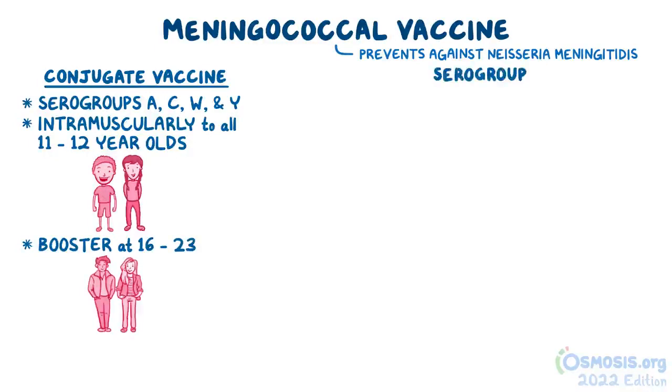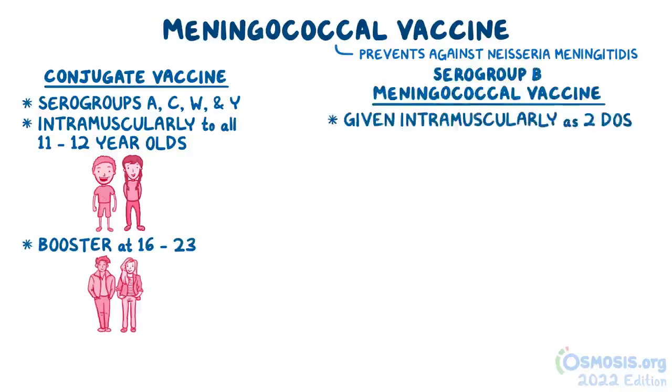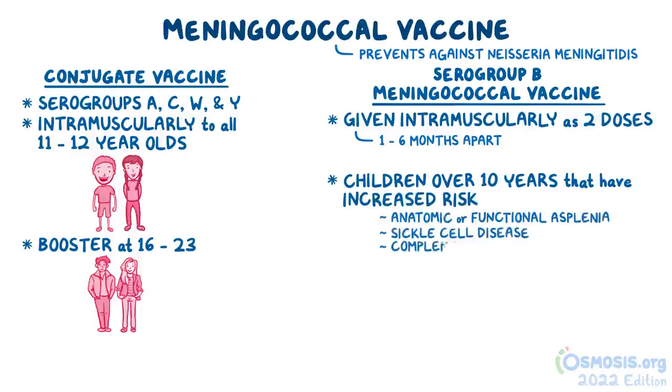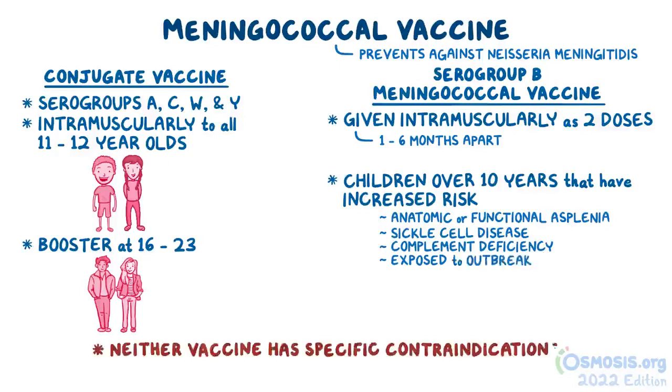There's also a serogroup B meningococcal vaccine, which is given intramuscularly as 2 doses, 1 to 6 months apart, to children over 10 years that have an increased risk of meningococcal disease, like those with anatomic or functional asplenia, sickle cell disease, complement deficiency, and those that are exposed to a serogroup B meningococcal disease outbreak. Neither of the vaccines have specific contraindications.